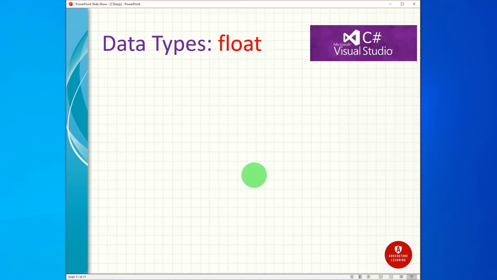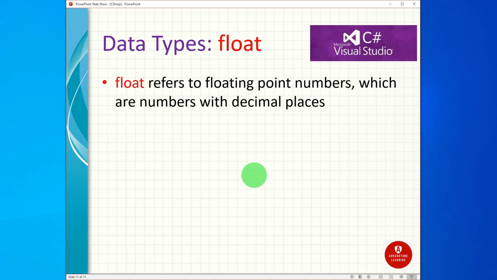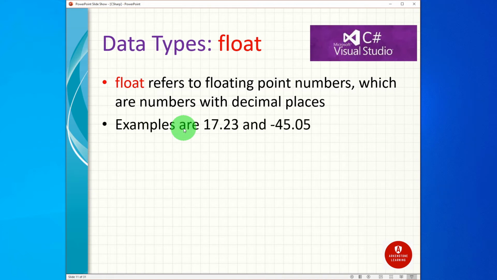The next data type is float. Float refers to floating point numbers, which are numbers with decimal places. Examples could be 17.23, or a negative number could be minus 45.05. And the size of a float in computer's memory for C Sharp is 32 bits.